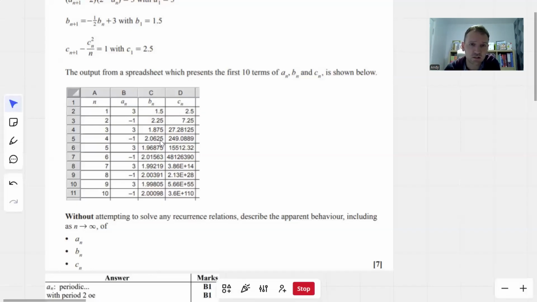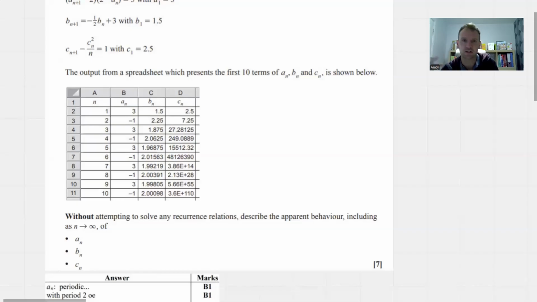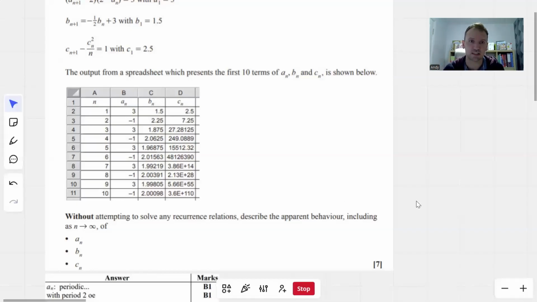The next thing we need to say is, well, what else is going on here? It's also getting closer and closer to 2. What name do we give to a sequence that gets closer and closer to some limit? We're going to say that it's convergent. That's our second mark. And the third mark is we should say what our limit is.